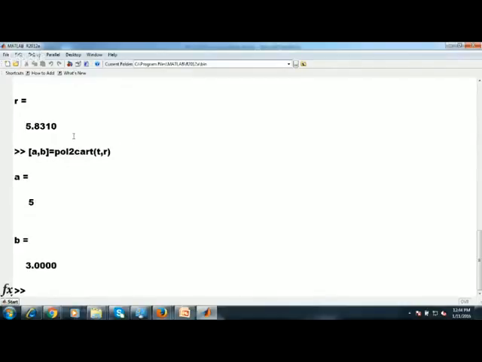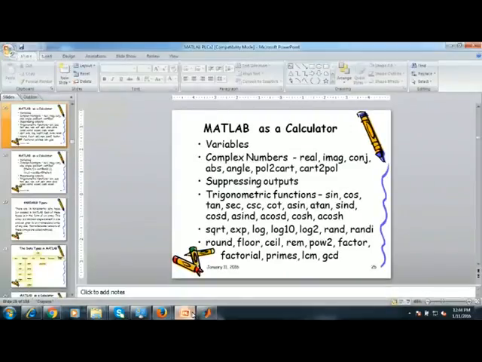A, B, pole to cart, T, R. So T and R are our arguments where we are giving it in this order, theta and rho, means angle and the absolute value, and we get the real and imaginary. Now it is clear to you. Okay, now let's go for the thing.